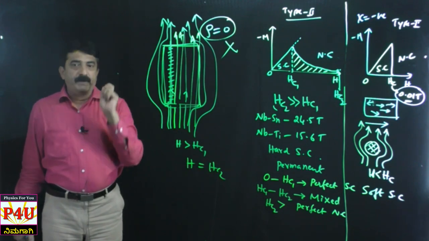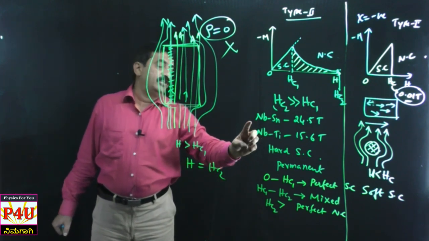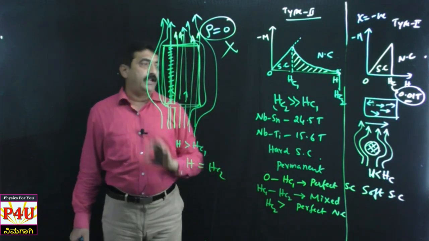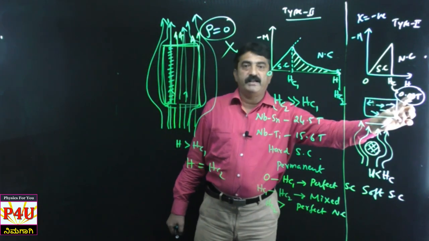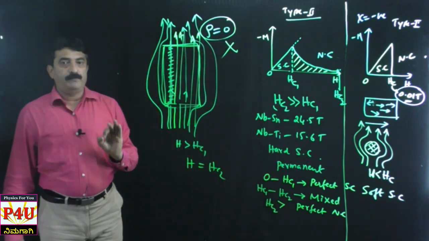Dear students, you had better give examples also. I have given niobium and tin, and niobium and titanium with corresponding HC2 values, and aluminium with the corresponding HC1 value, that is 0.01 Tesla. So well, that's all about type 1 and type 2 superconductors.